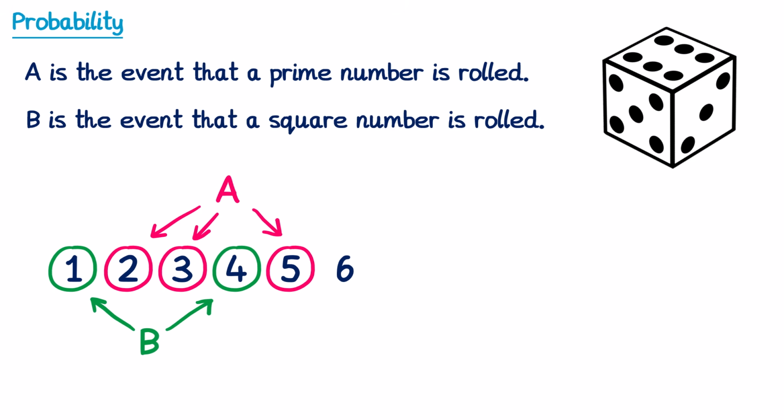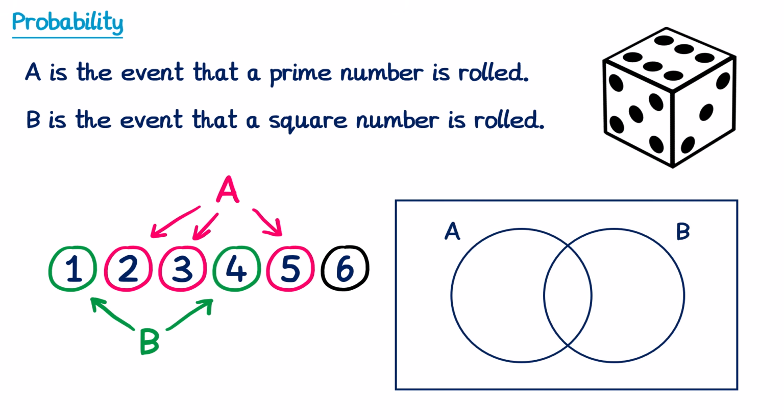Notice how events A and B cannot happen at the same time, since there are no numbers on the dice that are prime numbers and square numbers. They are therefore mutually exclusive. We also have the number 6, which doesn't fit either of these events. So if we were to draw a Venn diagram to represent the probabilities of these two events, we know that since both of them cannot happen at the same time, the probability of A and B must be 0, so we could write a 0 in the overlapping section in the middle. Since there are 3 prime numbers, the probability of event A is 3 over 6, so we could write that in the A circle.